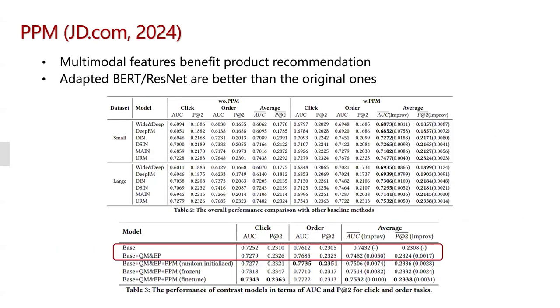In this paper, we can see from the experimental results that the multimodal features actually can benefit product recommendation. This is very intuitive. And a possible key insight from the multimodal part is that the adapted BERT and ResNet are better than the original ones. So we can say that if we directly use the original foundation models, the performance may not be so good. Even if we do not fine-tune the model along with the recommender system, usually we need to adapt these basic backbones on our datasets and products so that the performance can be better.